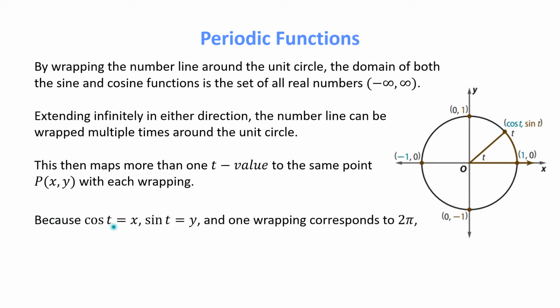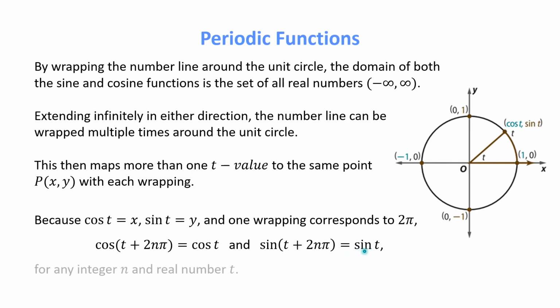So because cos t equals x and sin t equals y, and as we just stated, one wrapping corresponds to 2 pi radians, it means that if I have cos of t plus any multiple of 2 pi, this will equal cos of t. So that is cosine of t plus 2n pi equals cos of t. And for the same reason, sine of t plus 2n pi equals sine of t. Because again, if I go around one full rotation, I end up at the same point. And here, of course, n is an integer, and t is just any real number.